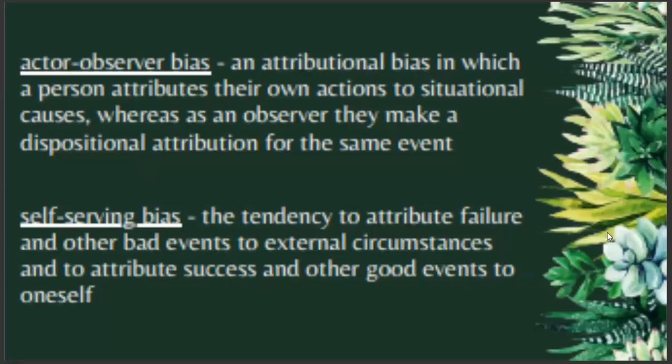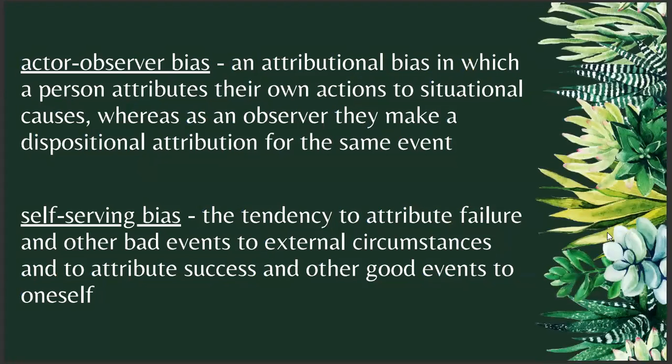And honestly, according to the actor-observer bias, whenever it comes to situations, say I do something wrong, we tend to chalk it up to situational causes, whereas if someone else does something wrong, we chalk it up to dispositional causes. So the actor-observer bias is an attributional bias in which a person attributes their own actions to situational causes, whereas an observer makes a dispositional attribution for the same event.